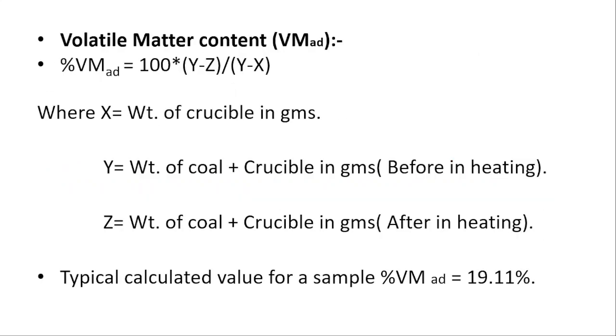So the volatile matter content on air dry basis is given by 100 into Y minus Z divided by Y minus X. Here X is the weight of crucible in grams, Y is the weight of coal plus crucible in grams, that is the weight of the sample, and Z is the weight of coal plus crucible in grams after heating. For a typical sample which was collected and VM was measured, the percentage VM air dry basis was found to be around 19.11%.